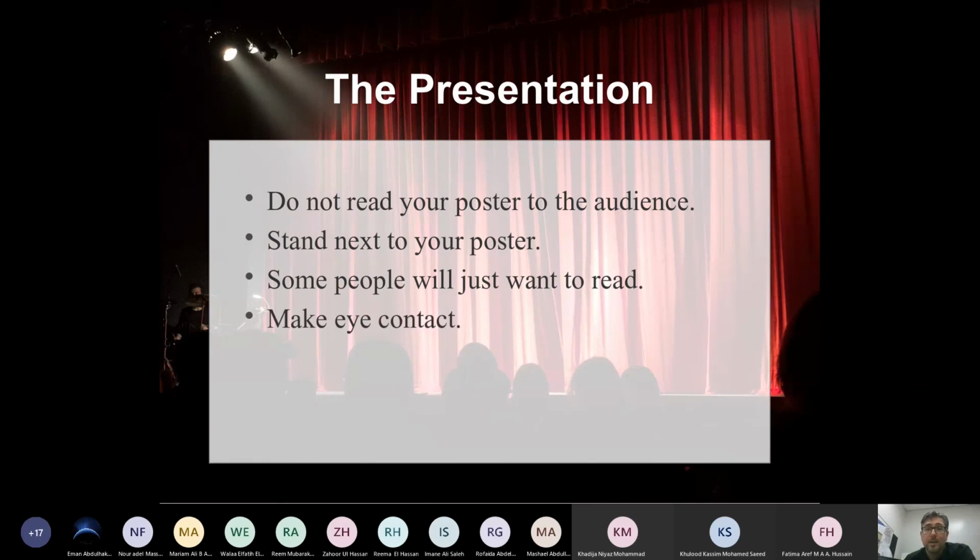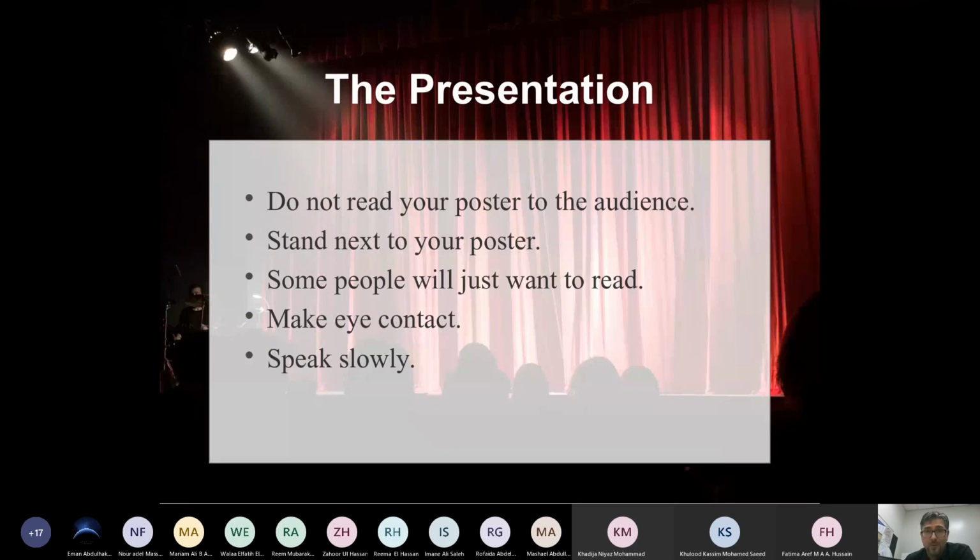When you are talking to your audience, make sure you make eye contact. This is kind of a corollary of do not read your poster to your audience. You should be looking at the person you're speaking to, not at your poster. So try to make eye contact. It makes for better contact with the person you're speaking with.